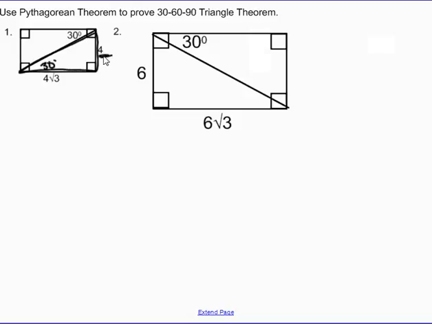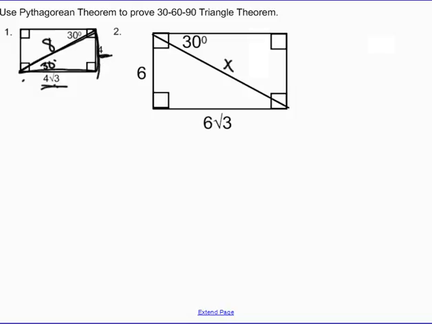This is 30, by the way. Notice the long leg is 4 radical 3, and what I got for the hypotenuse is 8. Notice that the long leg is 4 times radical 3, the short leg times radical 3. Notice the hypotenuse is double the short, which is 8. That's a pattern. If you don't believe me, let's try this next one.